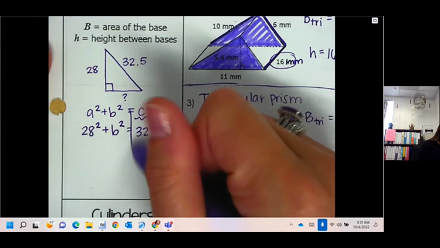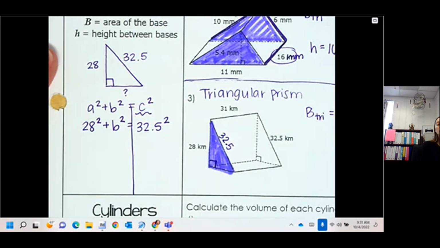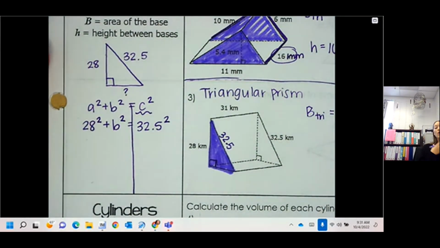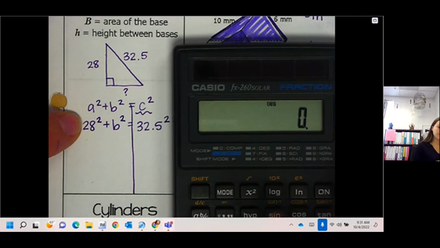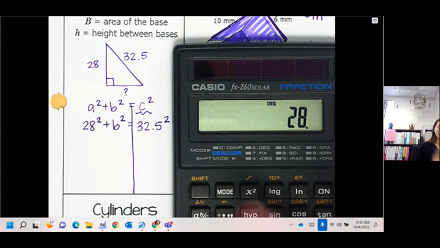Now, it might not look like it, but this is just an algebra problem. And so essentially what I'm trying to do is get the b by itself. What should I do first if this was a regular algebra problem? Exponents, exactly. So we're going to do the exponents first. Do you remember how to use the calculator? Which button do I push? I want to square the number. So you just push 28 and then you just push the x squared button. Boom. So this is 784.